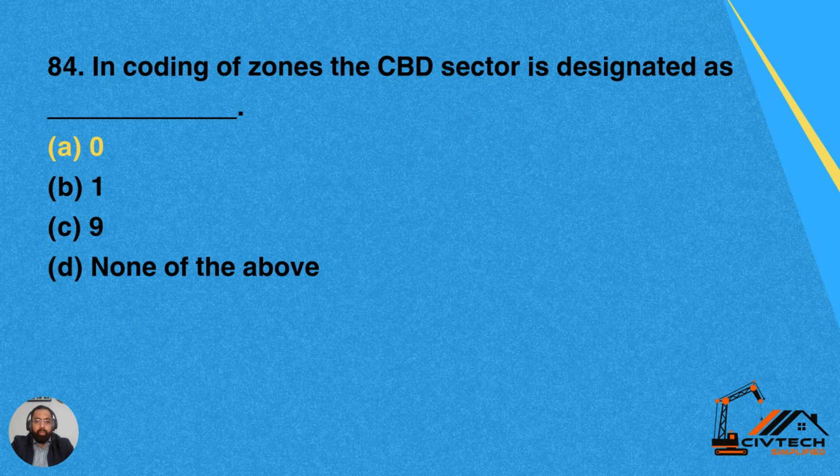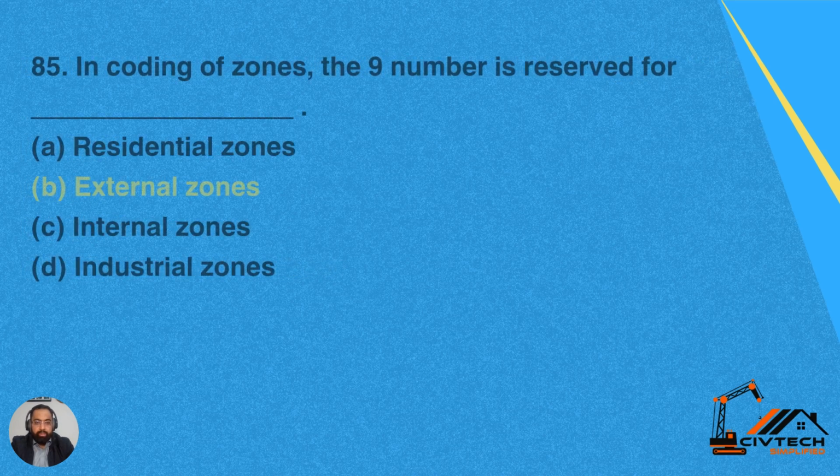84. In coding of zones, the CBD sector is designated as dash. Option A is 0, option B 1, option C 9, option D none of the above. So the CBD sector is designated as sector 0. A is the correct answer.